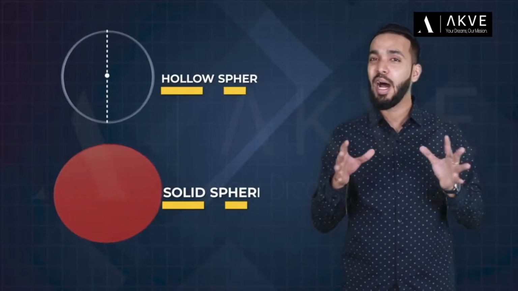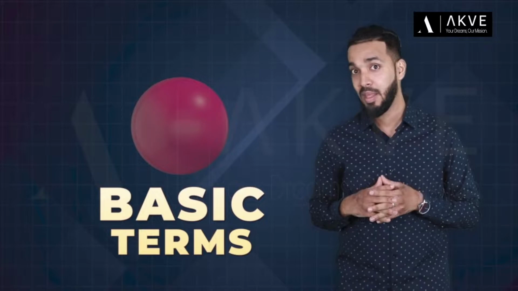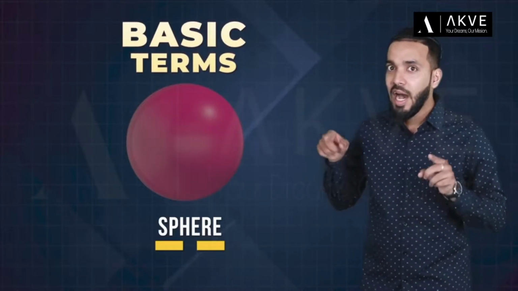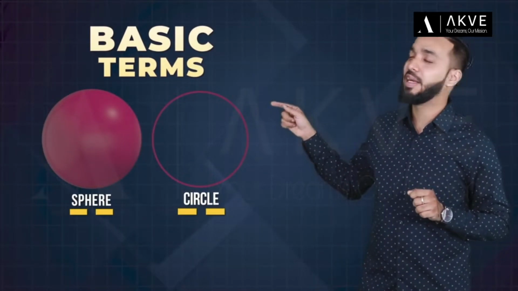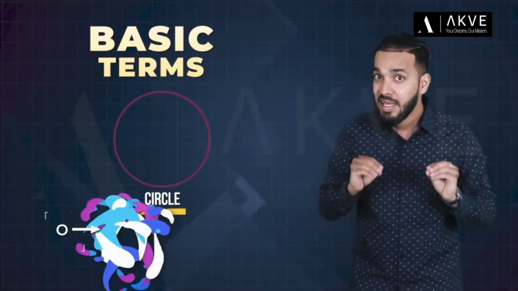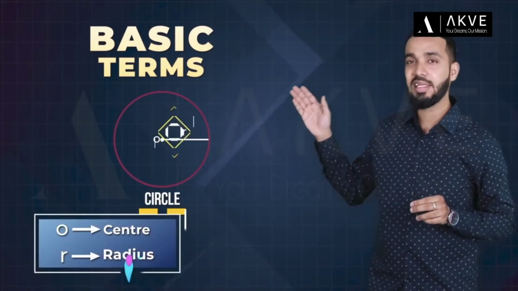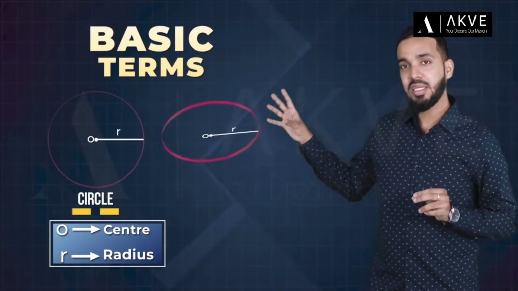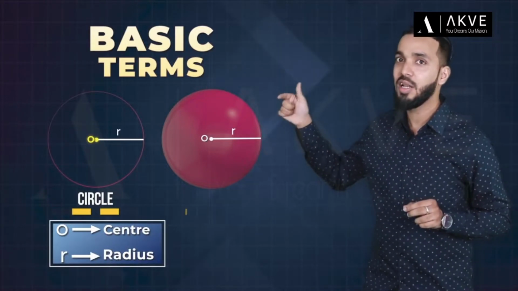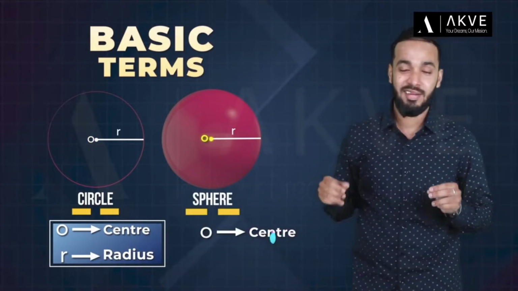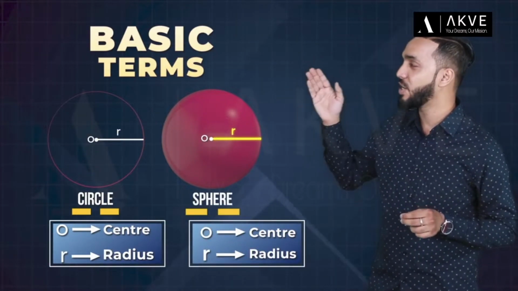So, now that we know how spheres are formed, let's learn some of the basic terms related to them. The basic terms of a sphere are quite similar to the basic terms of the circle that's rotated to form the sphere. Say the center of the circle is named O and the radius is R. Now, when the circle is rotated about its diameter, the center of the circle O becomes the center of the sphere and the radius of the circle R becomes the radius of the sphere.